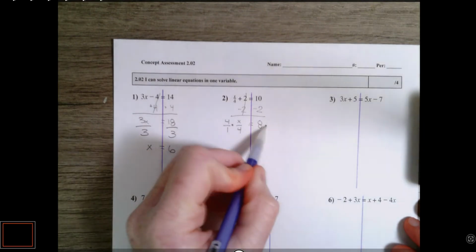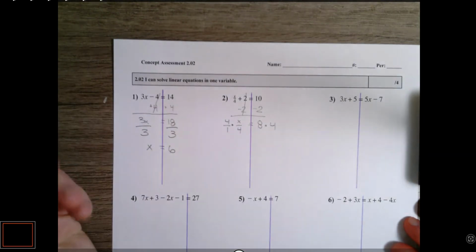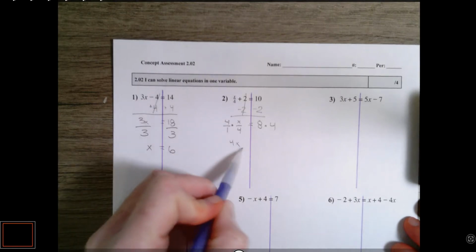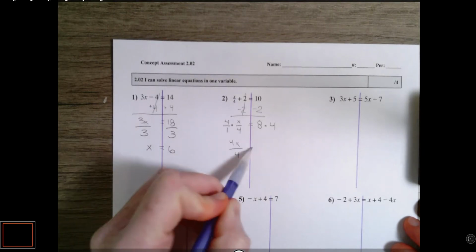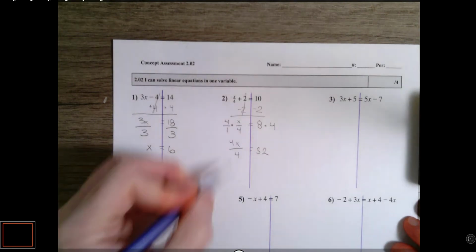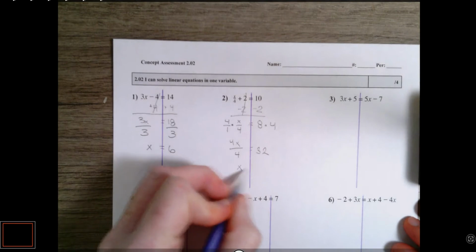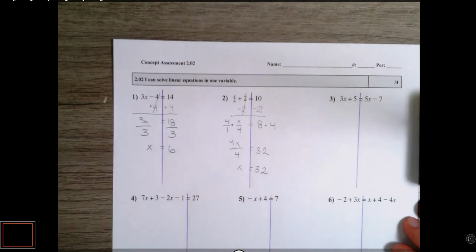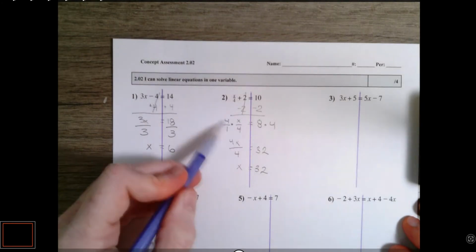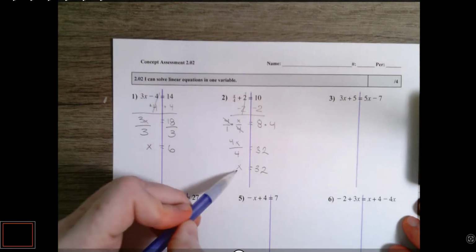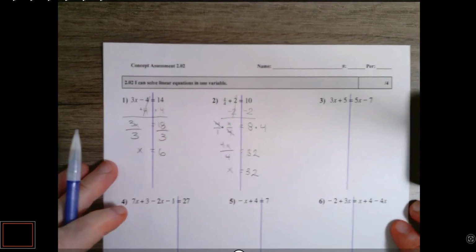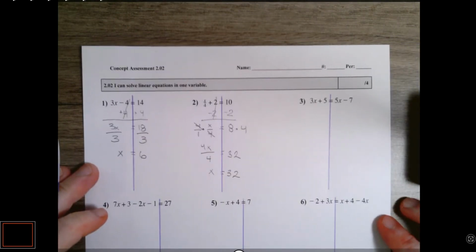So I need to do the same thing to this side. Right? Because 4x over, I'll write the whole thing out, 4x over 4 is equal to 32. Well, 4 divided by 4 is 1. So this is just x equals 32. Right up here, we could cross cancel and just turn that into straight up x. Right? x equals 32.